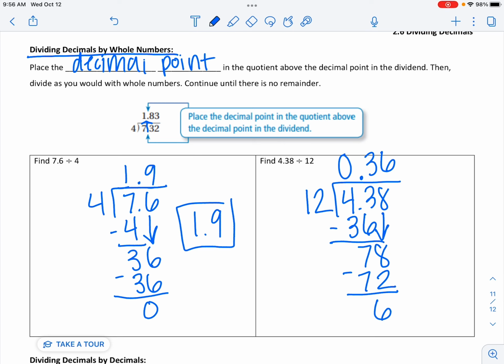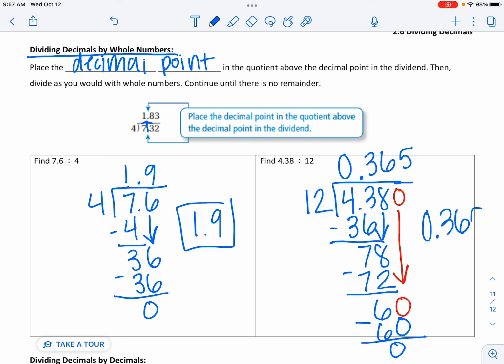Even though all of my spaces are filled at the top, I did not come up with a 0 for my remainder, so I have to keep going. I'm going to write a 0 and bring it down. Then I have to figure out how many times 12 goes into 60, and it goes in 5 times. 12 times 5 is 60, and I get 0, so I'm done. So my answer is 0.365. Big Ideas will accept either answer.